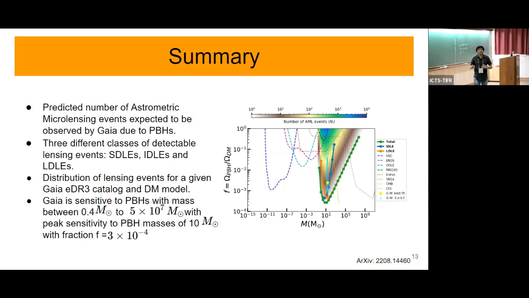The higher cutoff comes because if your mass is very large, then the number density of the PBHs will go down. It's like the density of dark matter divided by the mass of the PBHs, right? So there will be less probability that a PBH will be in front of a particular star. So this goes down because the probability of lensing goes down. Okay, thanks.